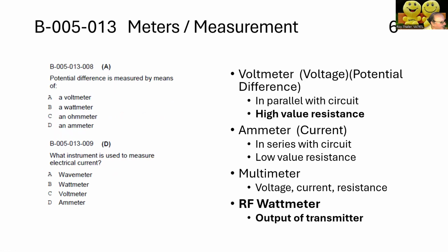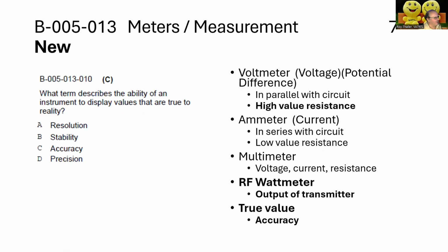Potential difference is measured by means of. So remember, potential difference is the same as voltage, so you would need a voltmeter. So A is correct. What instrument is used to measure electric current? So in this case, you want an ammeter. So that would be D, ammeter.